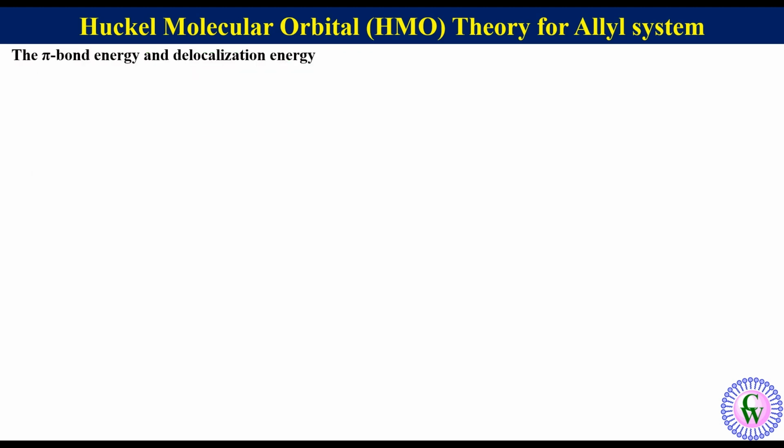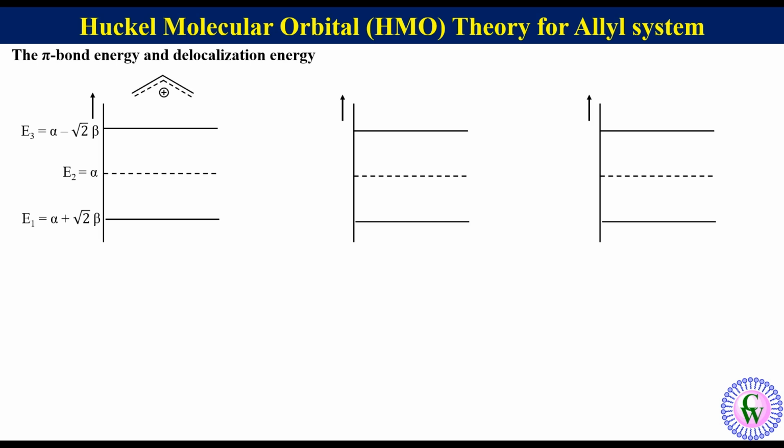The pi bond energy and delocalization energy. Here we will discuss the pi bond energy and delocalization energy in all three types of allyl systems. The energy levels are the same in all three systems, as discussed a little while ago, and can be redrawn like this. In the allyl cation there are 2 pi electrons, so both will stay in E1. Before bonding, the 2 electrons will stay in E2.